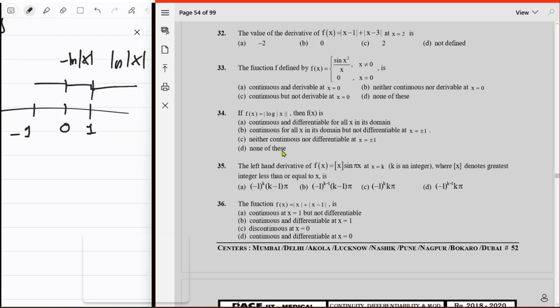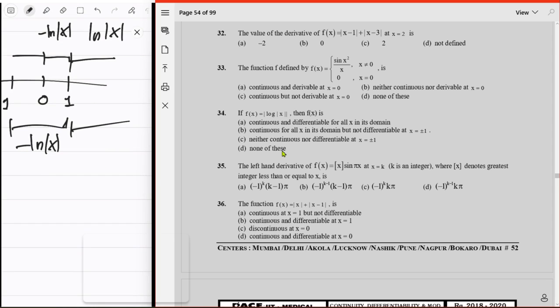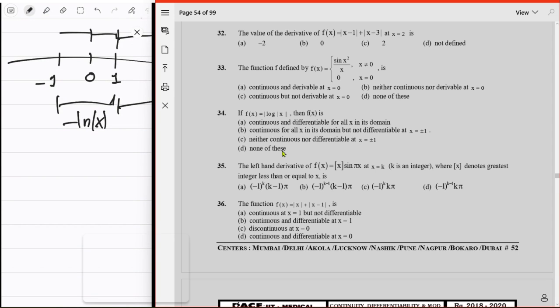Okay, just extend this throughout. It's just negative natural log of mod of x in this region, and in these two regions, it's natural log of mod of x. So the derivative of natural log of mod of x, what would that be? When x is bigger than 0, no doubt it's just 1 upon x.